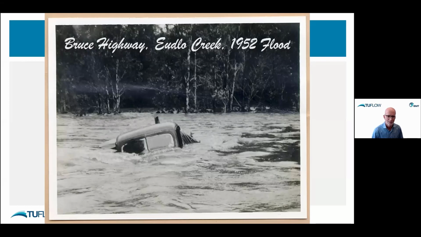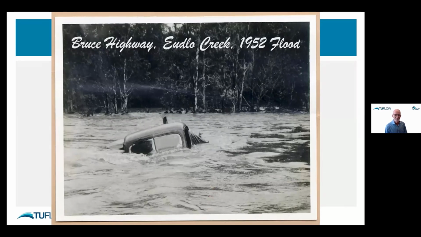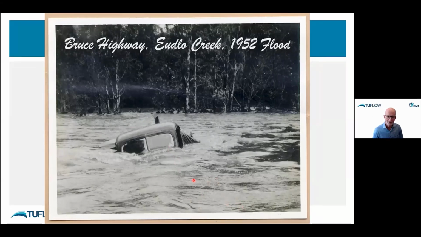That's actually a photo provided by one of the local landowners. That was the 1952 flood, and that was his dad's ute. It's come off the causeway. Back then there was a causeway that flows underneath all that, and that was the main crossing. That was how you crossed this river section or creek section. But that causeway actually plays quite an influential role in what happens.